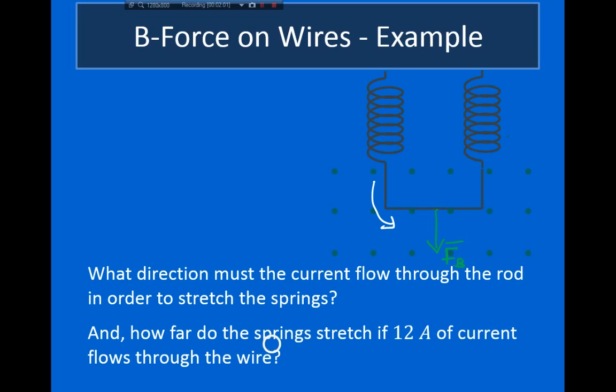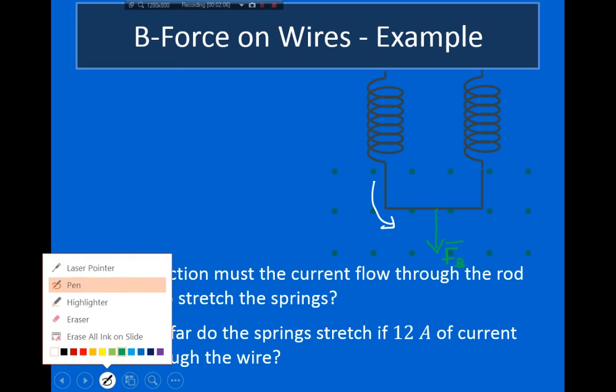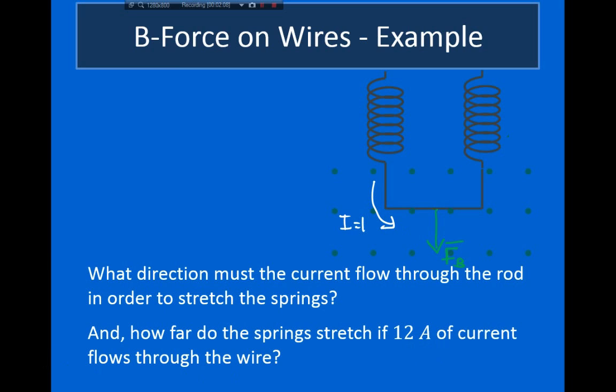So the second part asks us, how far is the spring going to be stretched if 12 amps of current flows through this wire? So if this current was equal to 12 amps.